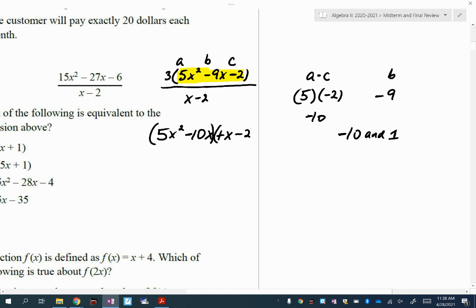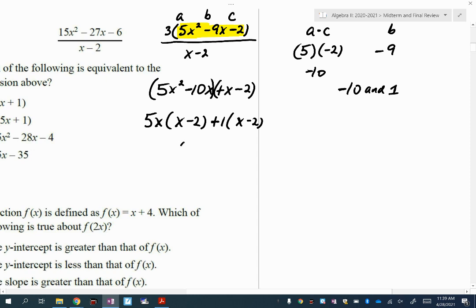factor by grouping. All right, this is something that we talked about in the past, and it's going to happen every year you take math, okay, until you're finally done. So we have 5x times x minus 2, take out a positive 1, and you're left with x minus 2. So this becomes 5x plus 1 times x minus 2.